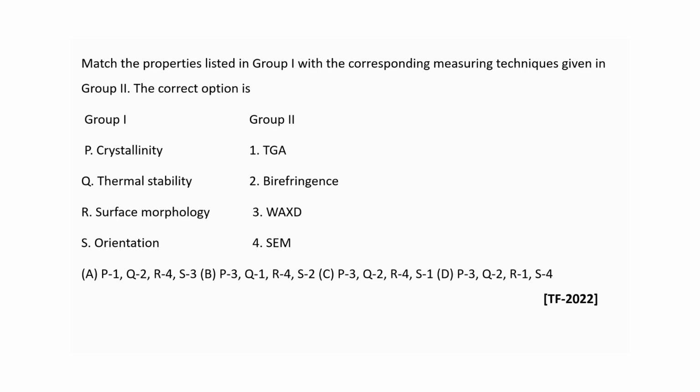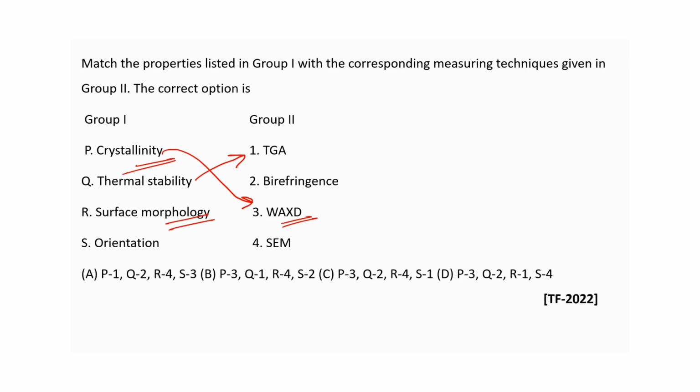So if you know, crystallinity is measured by wide angle X-ray diffraction. It helps to find the amount of crystalline percent in a total region, as well as the amount of amorphous percentage. So the correct option for P is third. And for thermal stability, TGA is used, thermogravimetric analysis. So for Q it is 1.